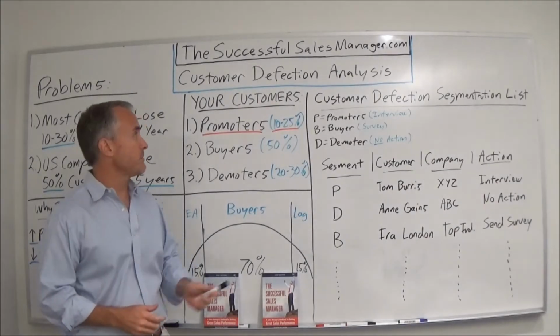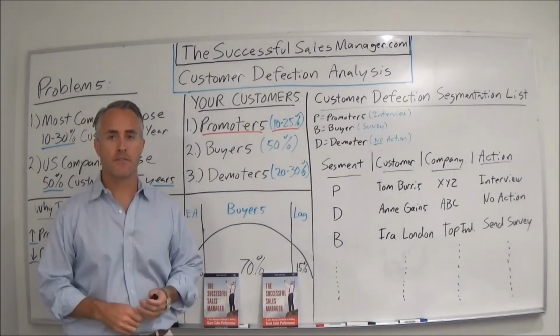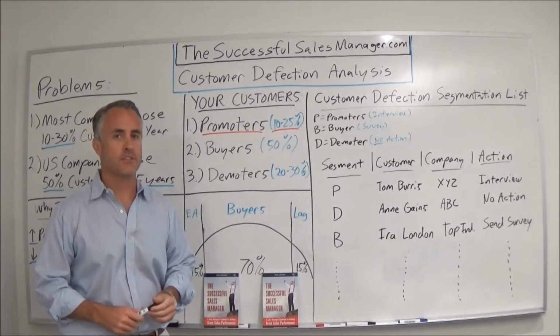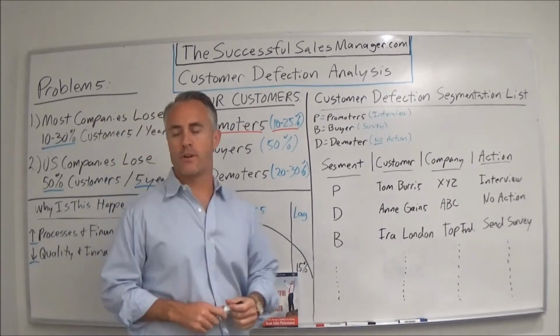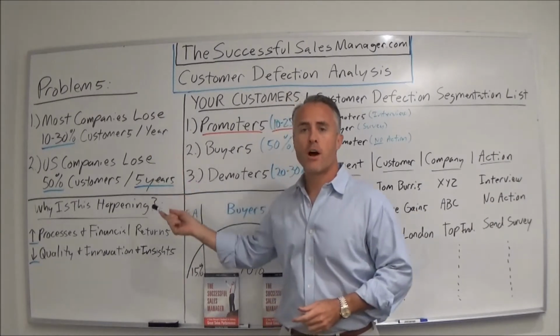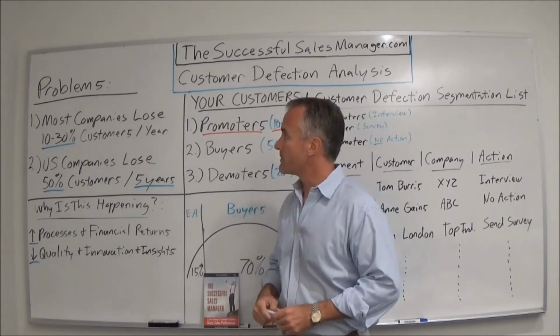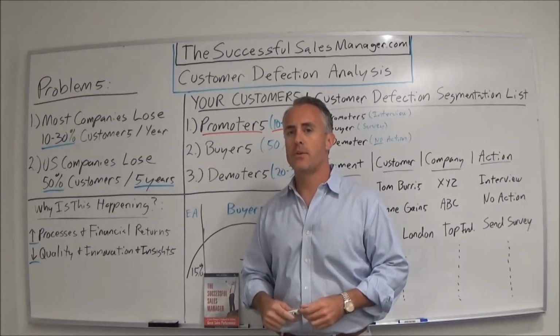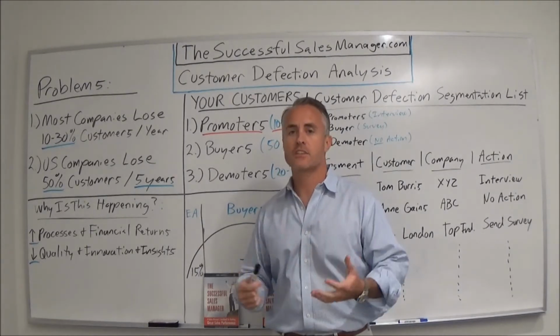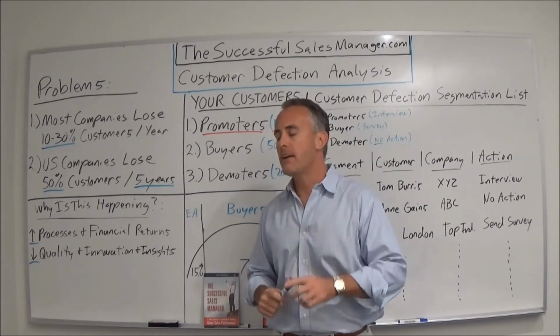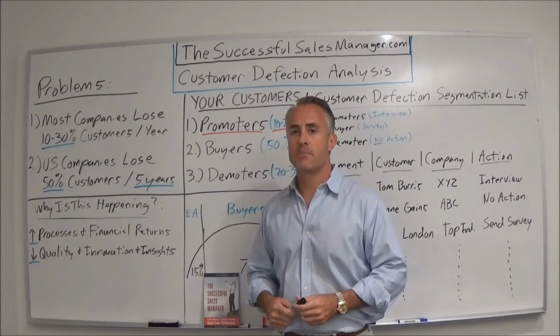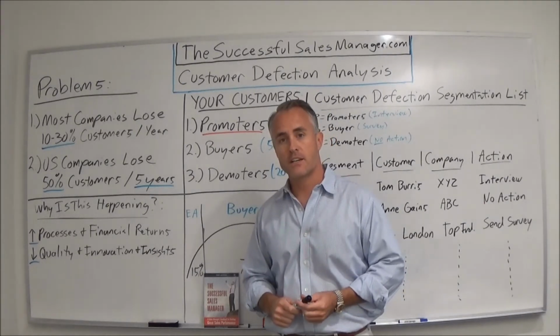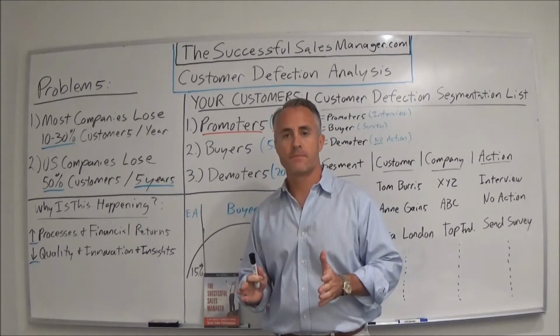In this video, we're going to be talking about how to create an effective customer defection analysis. Why is this important? Because of the following problems that we deal with in business today. Most companies today will lose anywhere from 10 to 30% of their customers a year. Every 5 years, a typical US company will lose about 50% of their customers. So why does this happen?